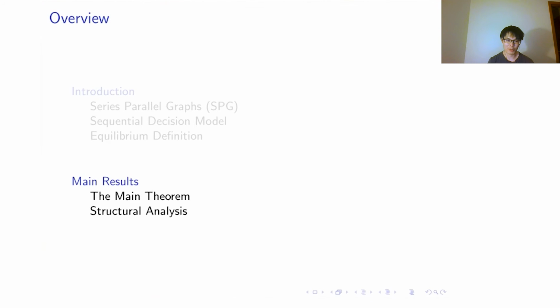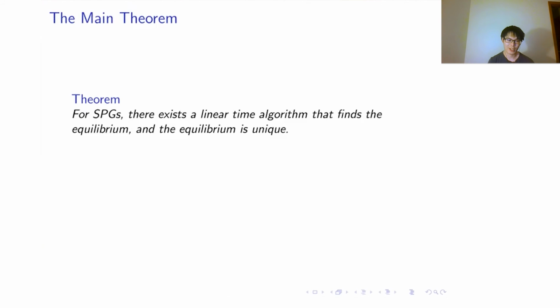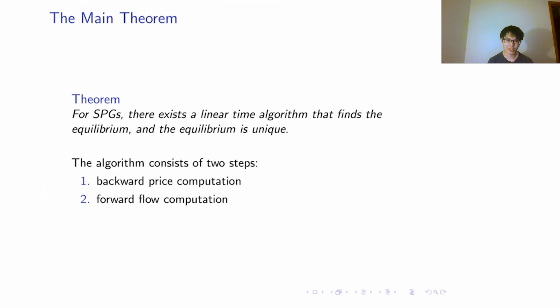Okay, now we reach our main results. There are two main things, the main theorem and structural analysis. For the theoretical part, namely the main theorem, we show the following. For series parallel graphs, there exists a linear time algorithm that finds the equilibrium, and the equilibrium is unique. And this is done by an algorithm that consists of two steps. First, the backward price computation step, and second, a forward flow computation step. Intuitively, when we're trying to solve subgame perfect equilibrium, it should always be the case that the upstream is considering some nice strategies played by the downstream. So it's always done in a backward manner.